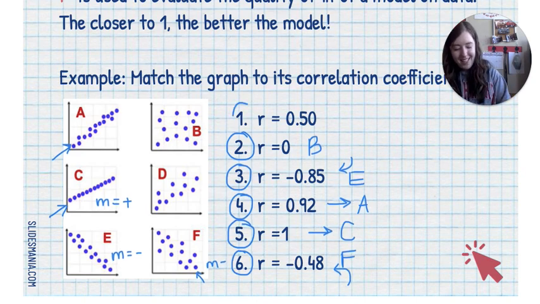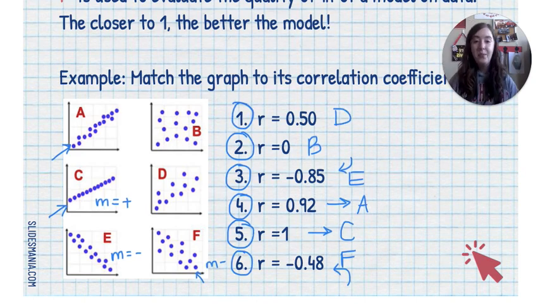So that means that number 1 is going to be graph D. You can see there's a positive correlation, but it's not very strong.